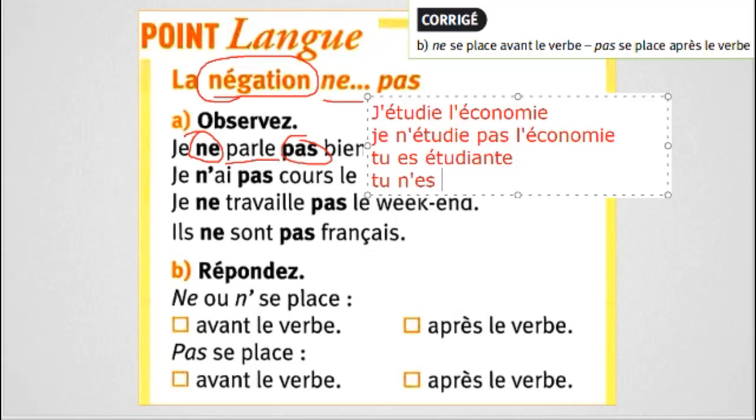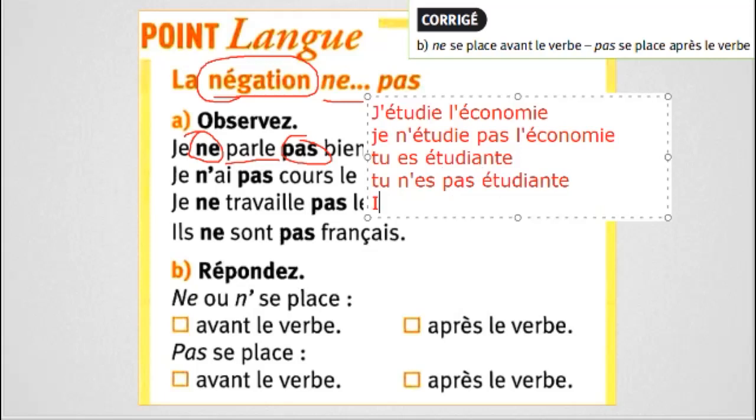Okay. The verb must be between ne pas. So the place of pas is here. Tu n'es pas étudiant. Tu n'es pas étudiant. Okay.